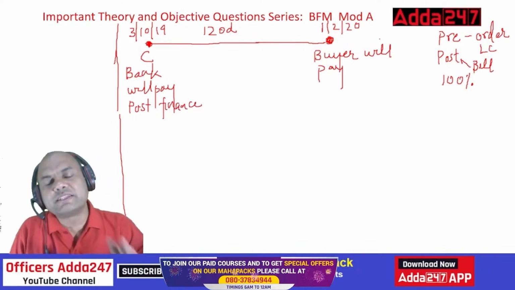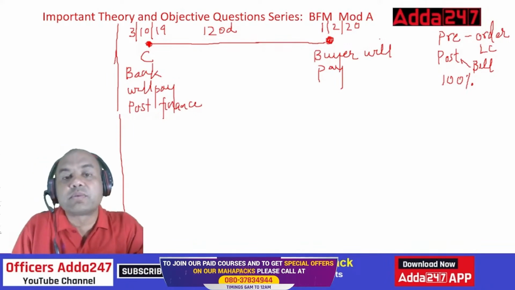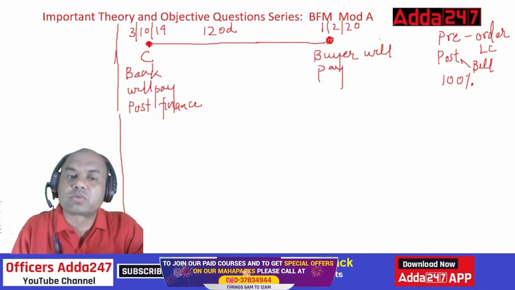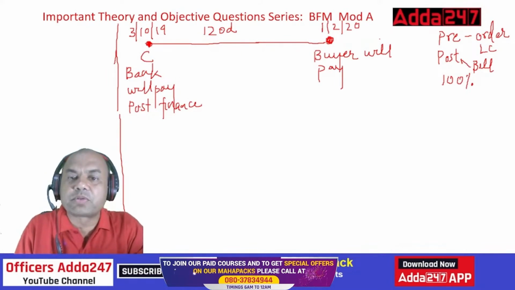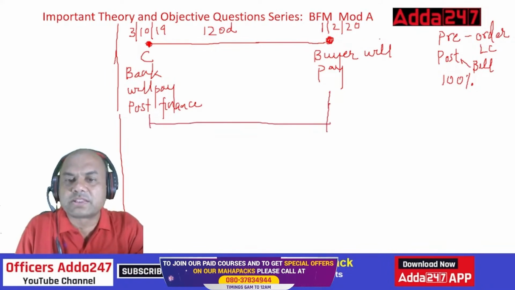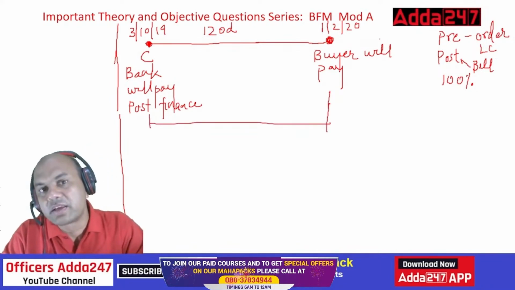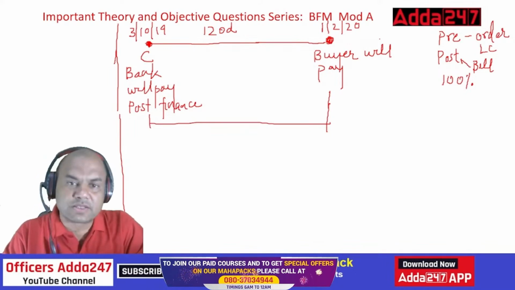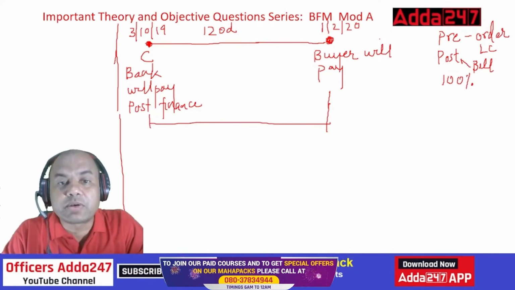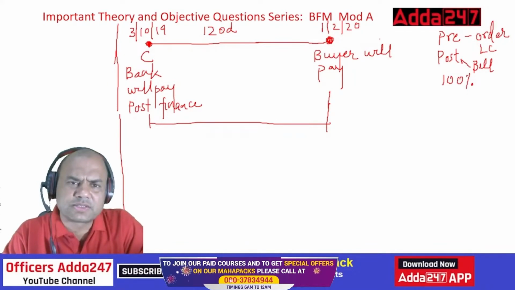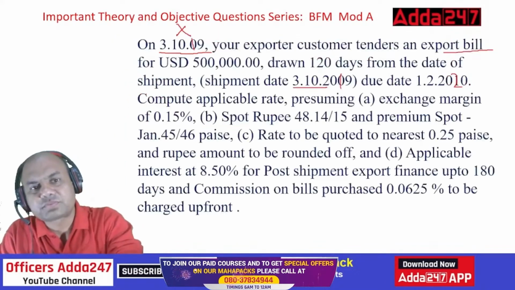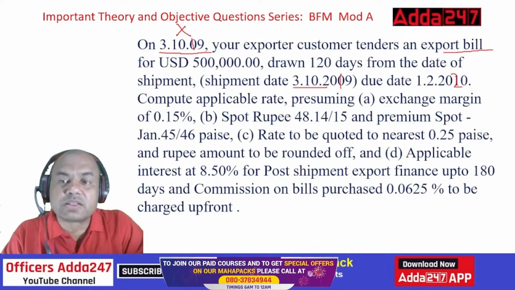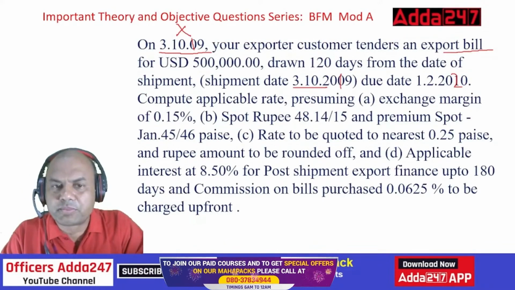So finance is given up to what days? Will it give finance for a lifetime, starting from 3/10/2019? No. It will give finance for this gap only. This is the only gap for which the bank will finance. Because what do we do in a bank? In a bank, we have need-based finance. So whenever there is a requirement of finance, only at that time we finance. Otherwise, why should we finance? Simple. So now, on 1/2/2020, the buyer is going to pay.